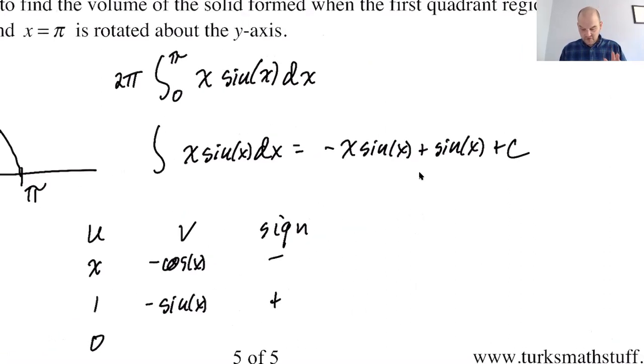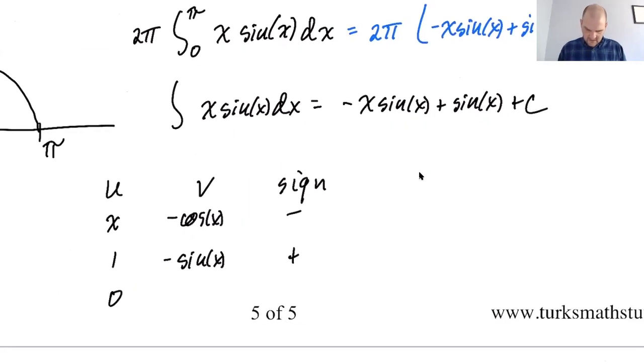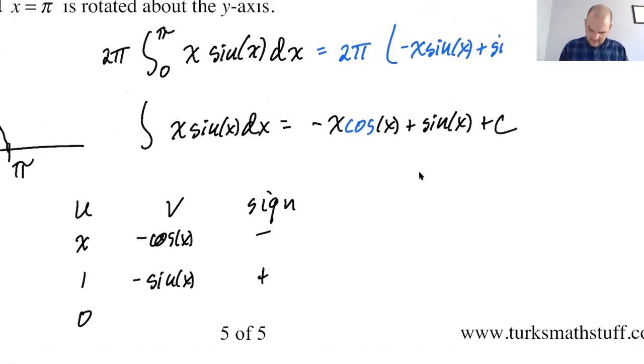But we're actually doing a definite integral. So this is going to be 2 pi, negative x sine of x plus, that can't be right, negative x cosine of x. I could tell that I was wrong because I had the same thing twice. I was like, that doesn't make any sense. Okay, so we have this, and then good thing I had written so much when I noticed that. Cosine of x plus sine of x. And then from 0 to pi.